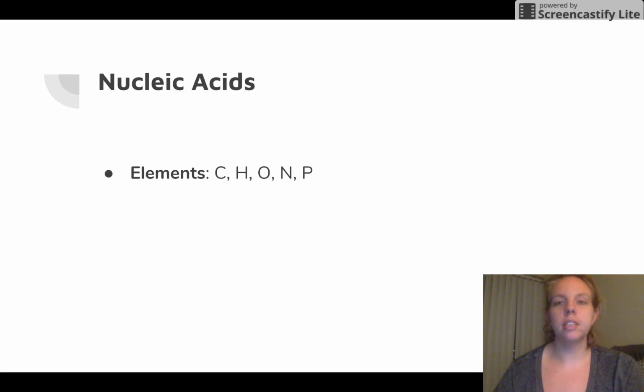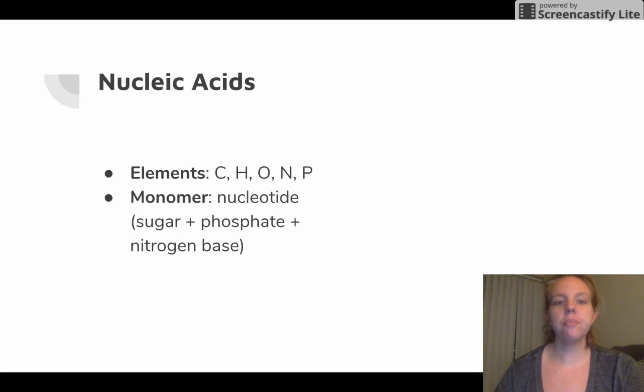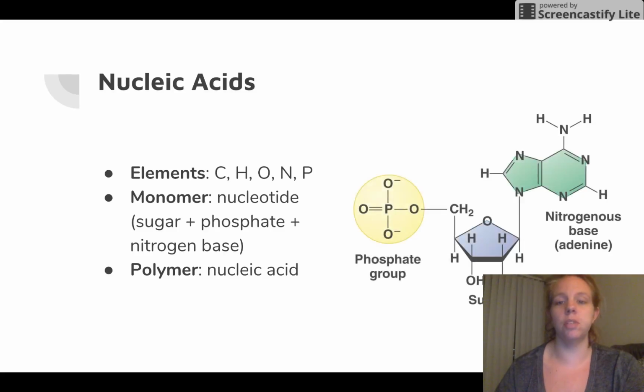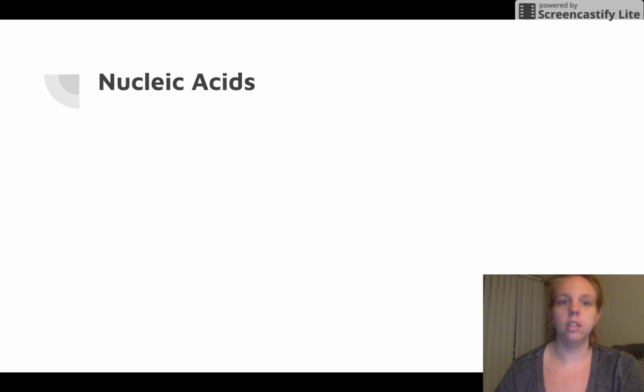It's a CHONP. It's the only one with a P, phosphorus. Always look for that P. Its monomer is a nucleotide. That's sugar, phosphate, and a nitrogen base from when we talk about DNA. And the polymer is just a nucleic acid. Think nucleotide, nucleic acid. It's real easy to remember the 2 together. And again, that P. If you're given a picture, you look for a P in that structure.